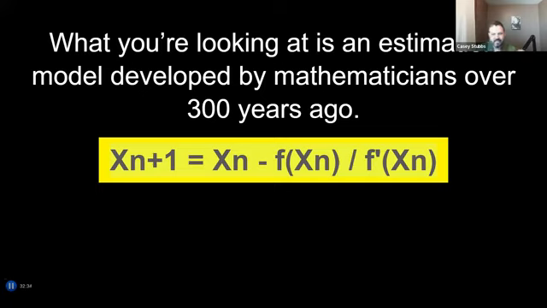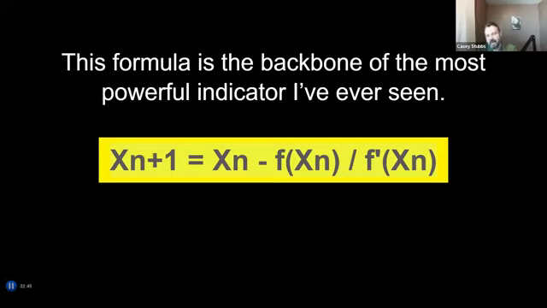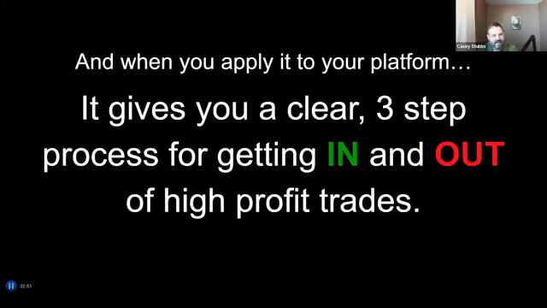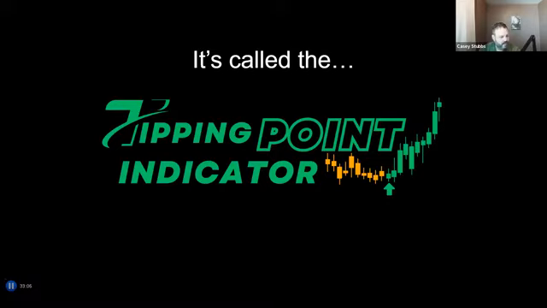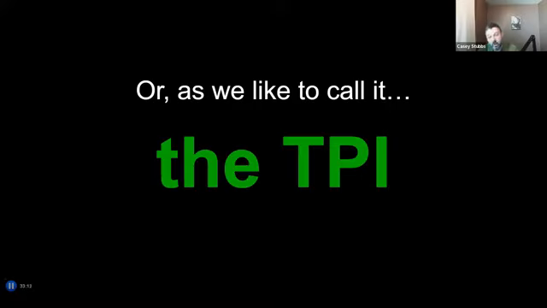What you're looking at is an estimation model developed by mathematicians over 300 years ago. This formula is the backbone of the most powerful indicator I've ever seen. And when you apply it to your platform, it gives you a clear 3-step process for getting in and out of high profit trades. It's called the tipping point indicator, or as we like to call it, the TPI.